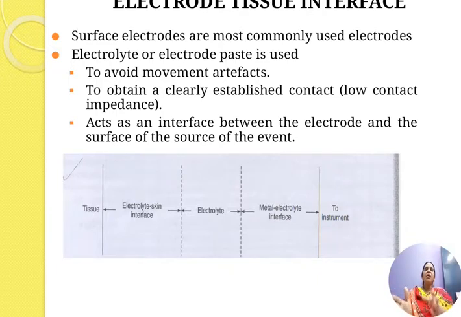There is an interface between the electrode and the surface of the source of the event, where you are going to measure the biological signals. That interface is called the electrode tissue interface. Electrode paste, jelly or electrolyte is used to avoid movement artifacts and to obtain a clearly established contact, that means low contact impedance, so it acts as an interface between the electrode and the surface of the source of the event.